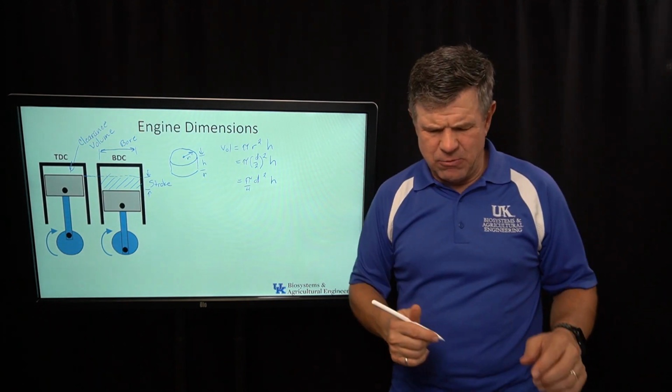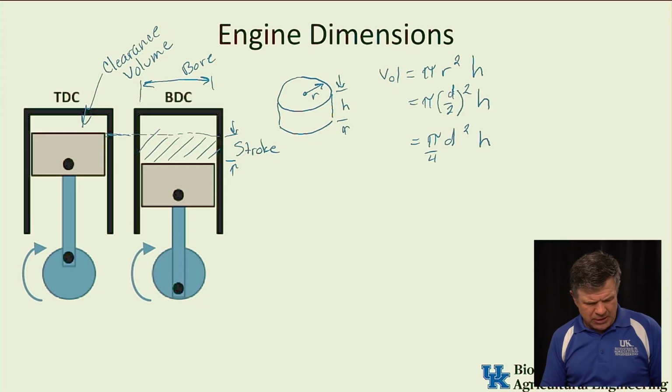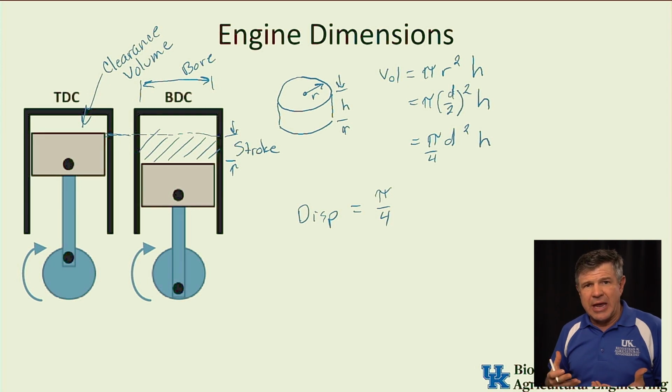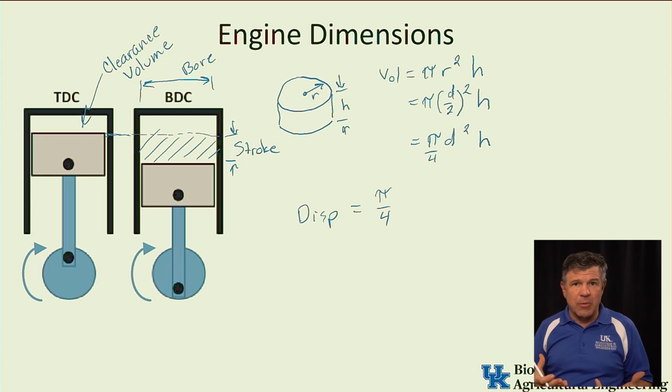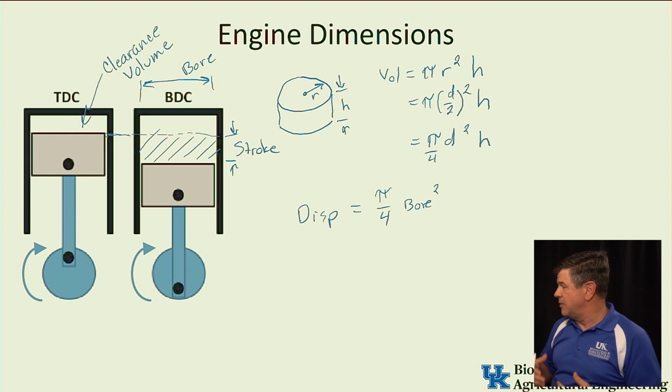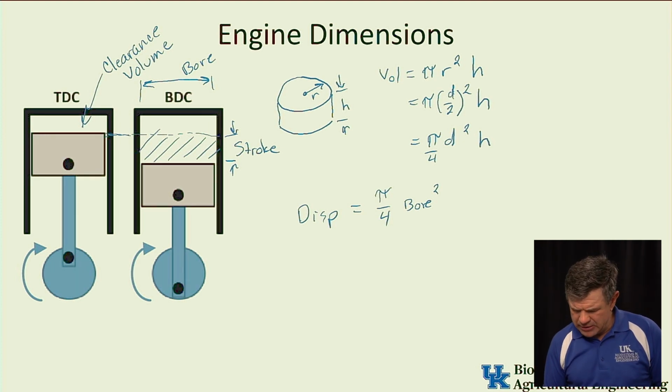So we can actually rewrite this equation now to get our displacement. Our displacement is equal to pi over 4, taking from this volume equation right here, times our diameter, which in engine terminology is our bore, and that is squared because the diameter is squared. So it's pi over 4 times the bore squared times the stroke.